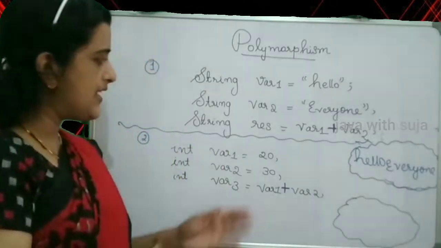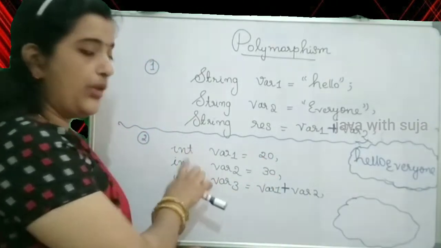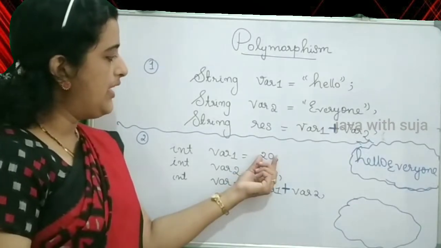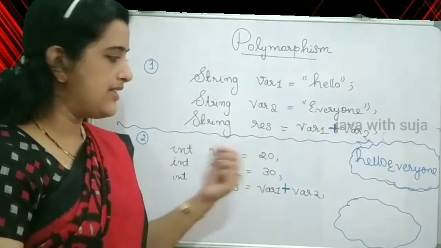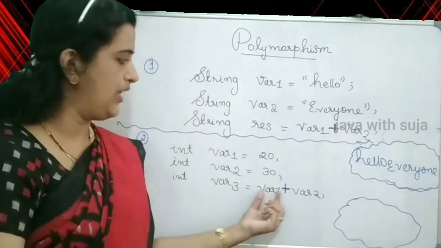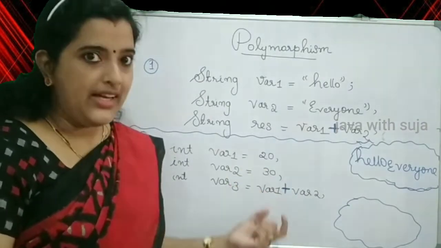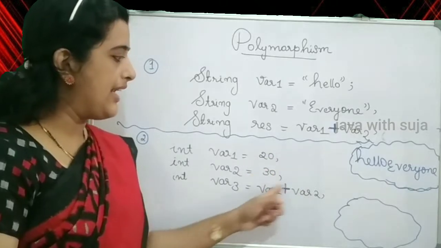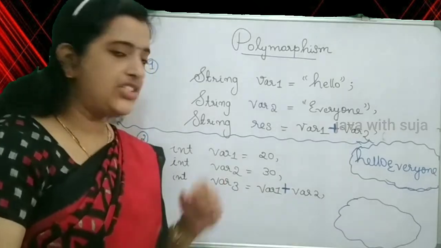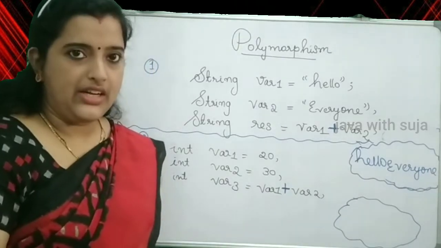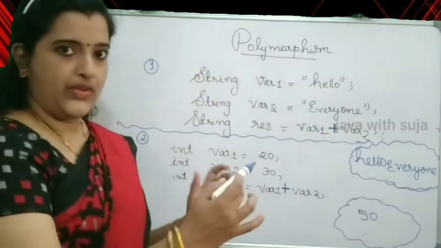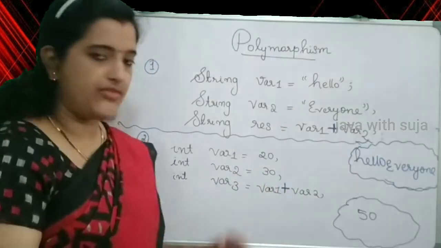But in the second example, you can see I have given two integer variables instead of string variables. The first integer variable var1 contains the value 20 and the second variable contains the value 30. Again I have used a plus operator between these two variables. As both are integer values, instead of concatenation, addition will take place, which gives the sum. So your output will be 50.